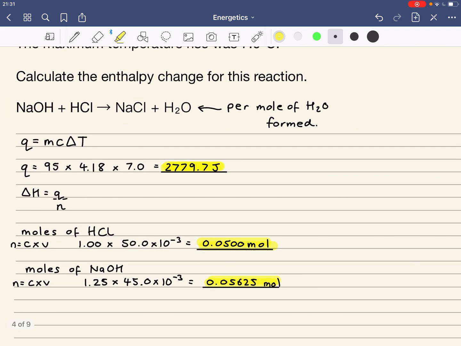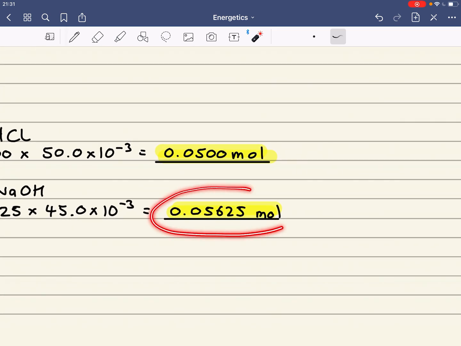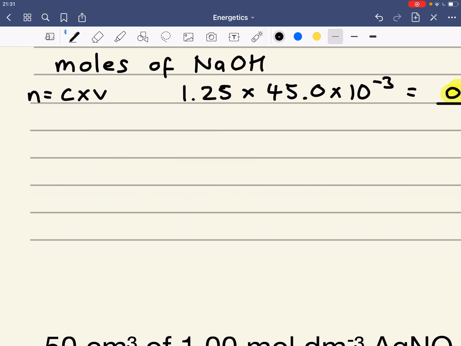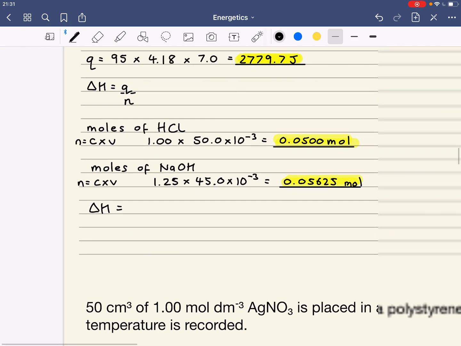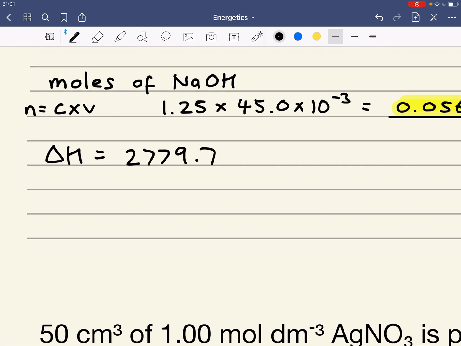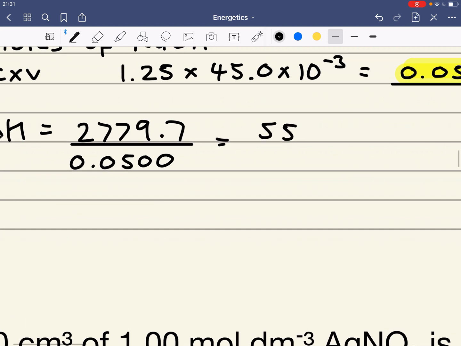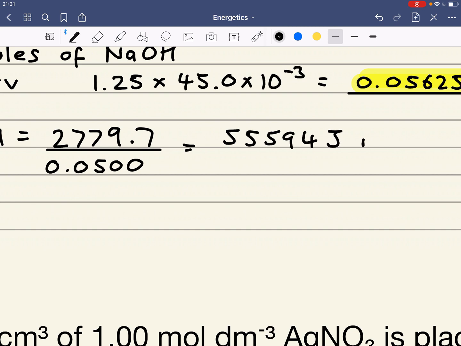So in effect, what we're saying is we've got 0.05 moles of this, 0.05625 moles of this. The number of moles of water we're going to get is going to be the same as this, because not all of this is going to react, only 0.05 moles of that is going to react. This is in excess. If we've got 0.05 moles of this, we'll form 0.05 moles of water. So my ΔH now is equal to my Q, 2779.7, divided by the moles of water formed, which is 0.0500. And that gives us 55,594 joules per mole of water formed.